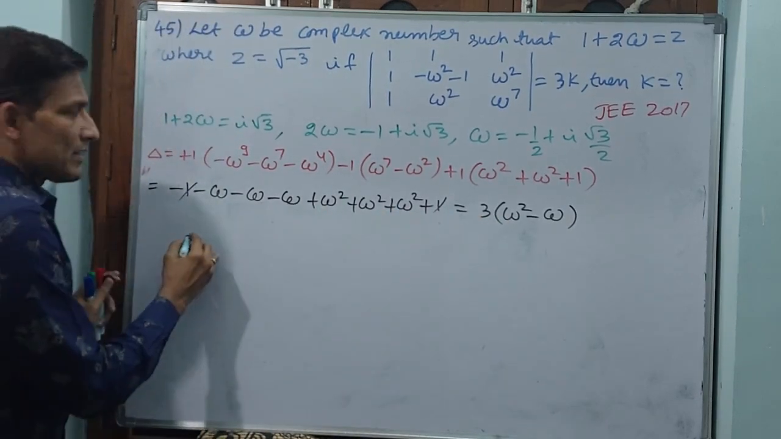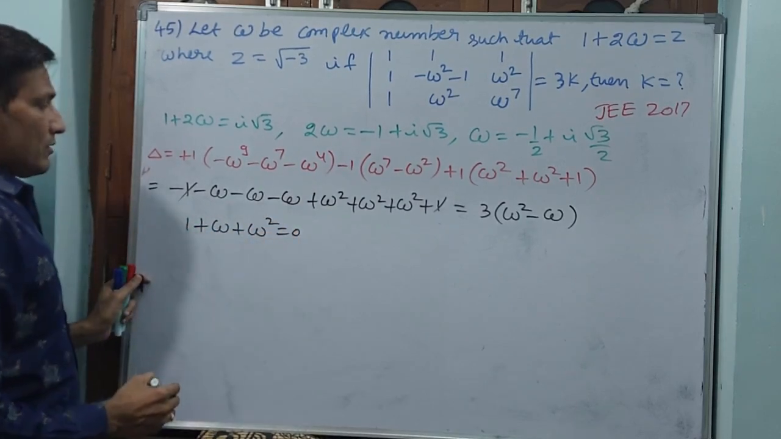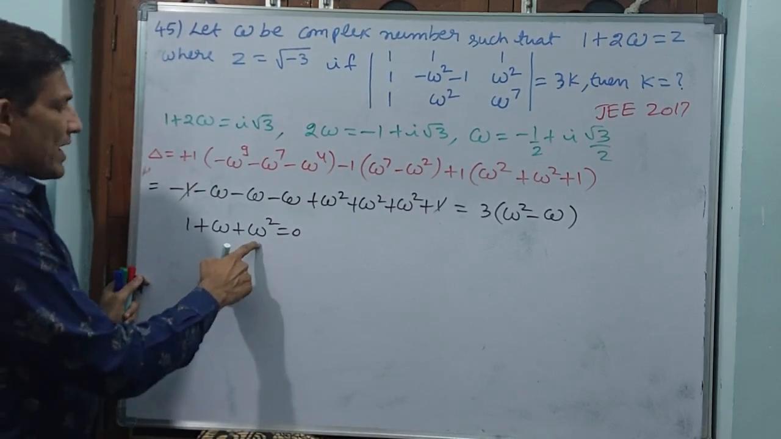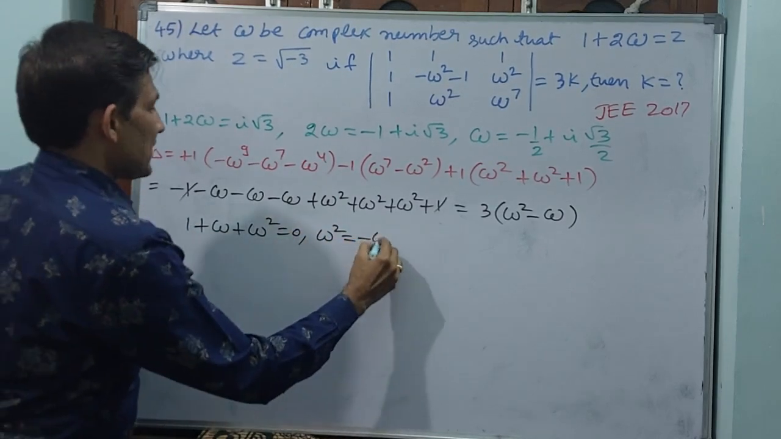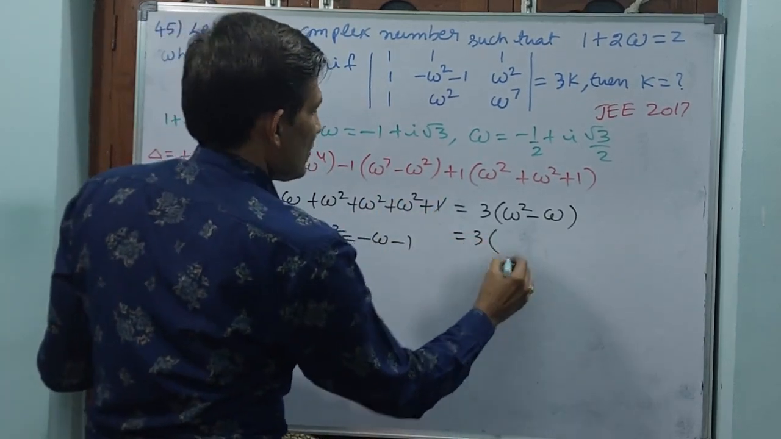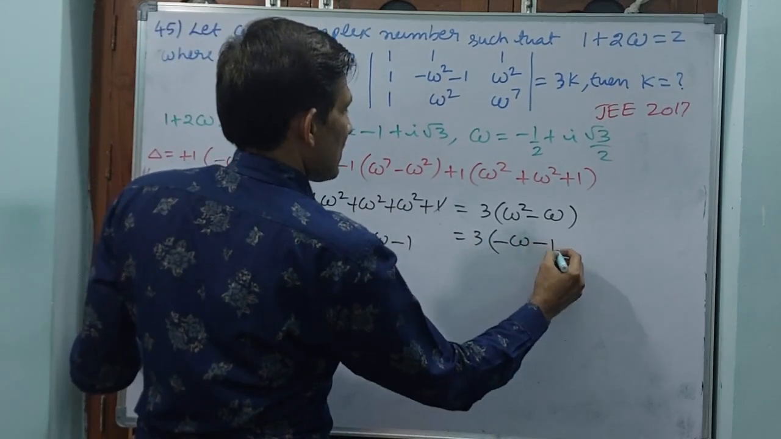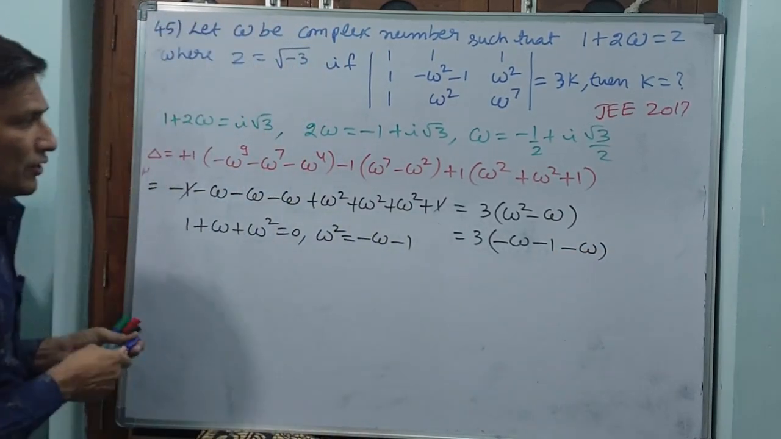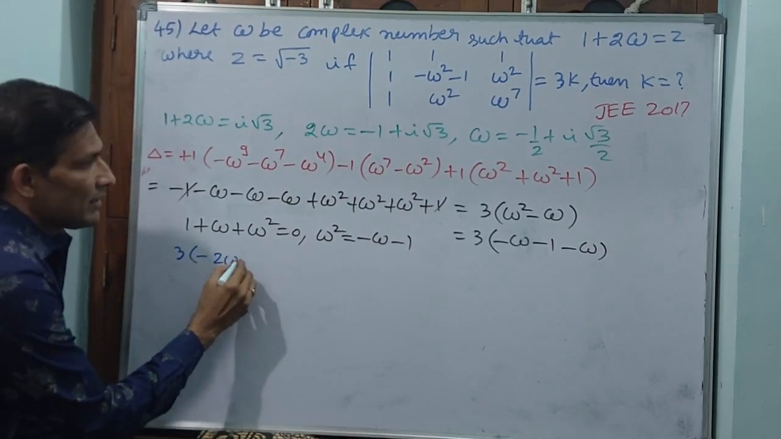Now go back to that formula. 1 plus omega square is equal to 0. Now you see, shall I change omega square to minus 1 minus omega? You see, omega square is equal to minus omega minus 1. Then write here 3 into omega square; rather than omega square I will write minus omega minus 1, and minus omega is there. That means you see 3 into minus 2 omega minus 1.